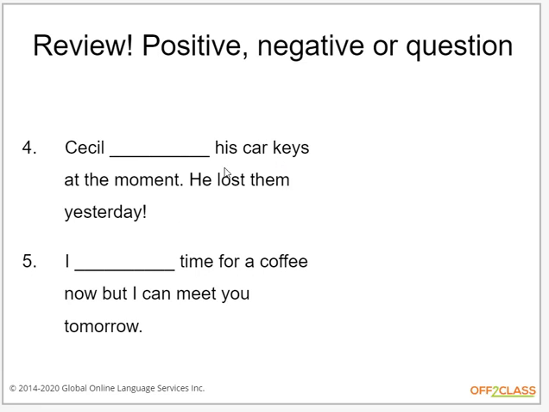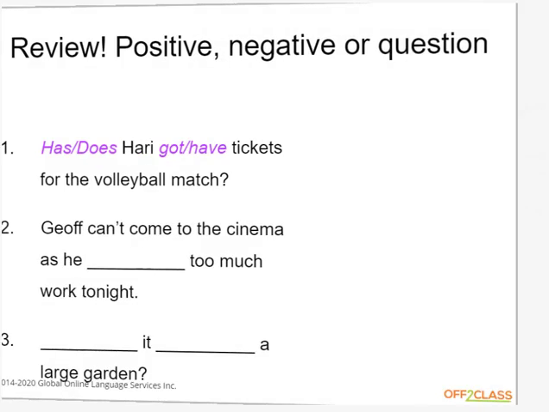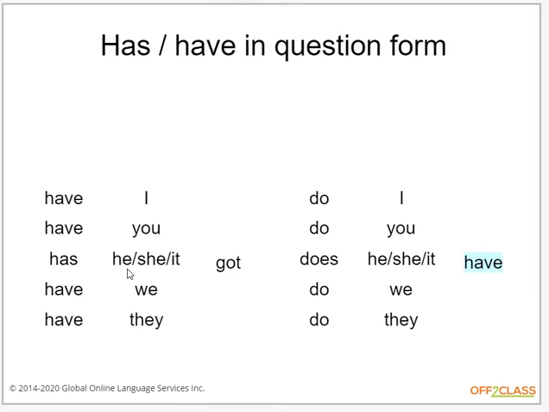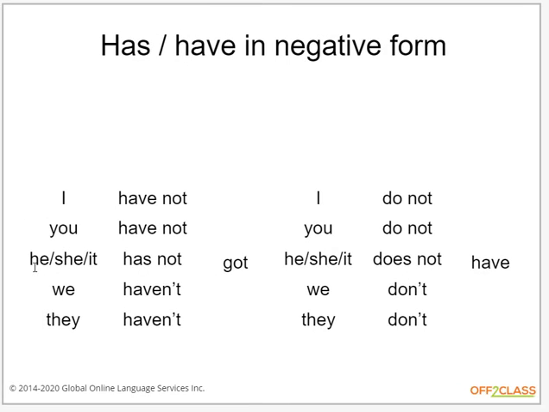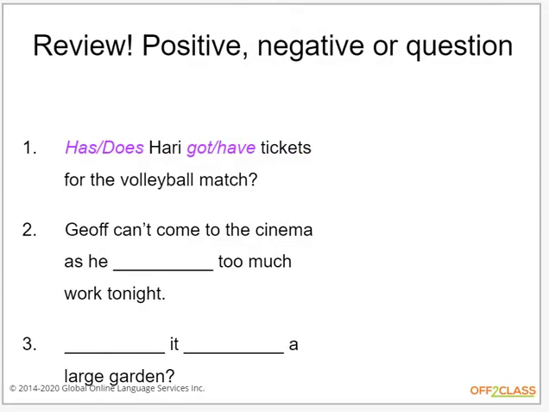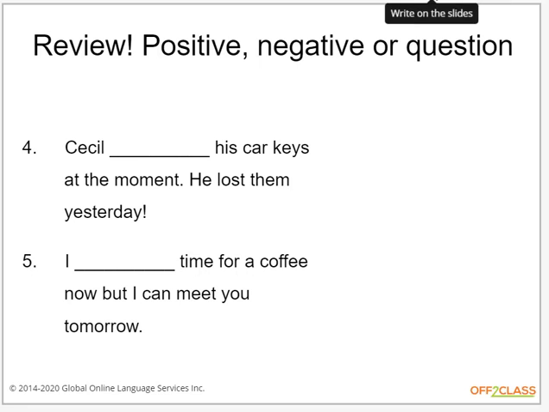Cecile blank his car keys at the moment. He lost them yesterday. Remember what we do before with the he? Go back. He has. He has got. He does he have. One more thing I'll show you, like negative, like he has not got. He does not have. Okay, let's go back here. So what's the correct answer?